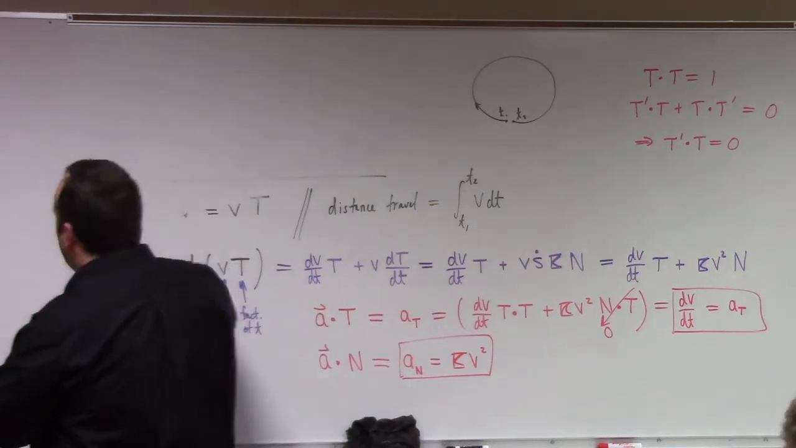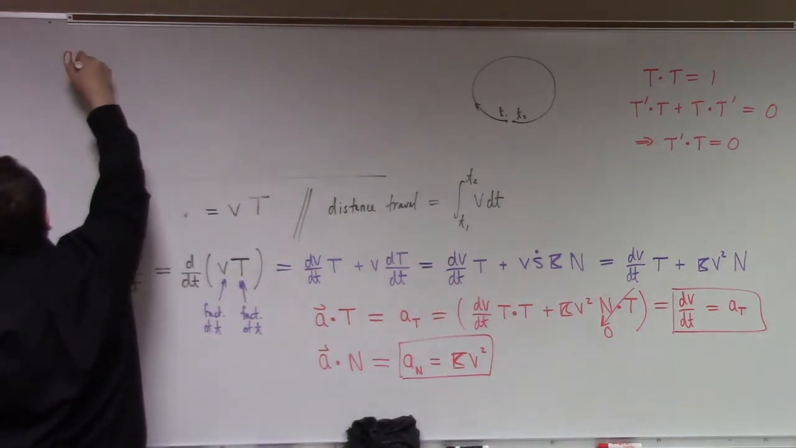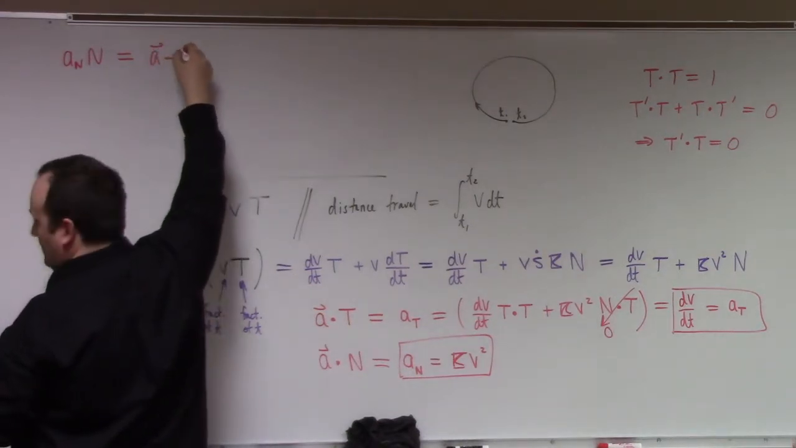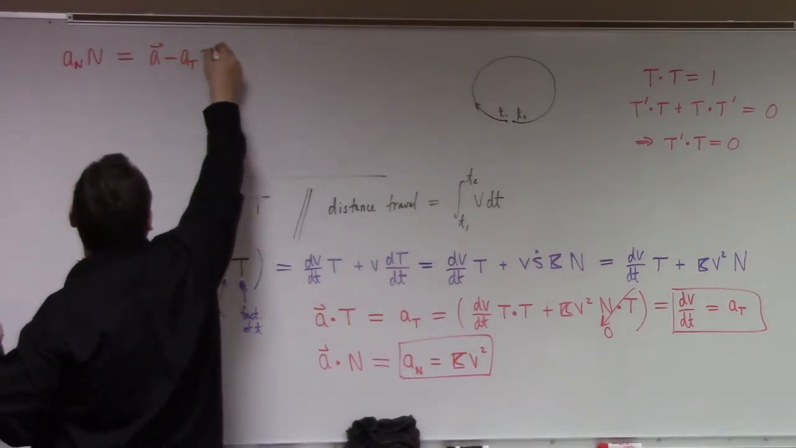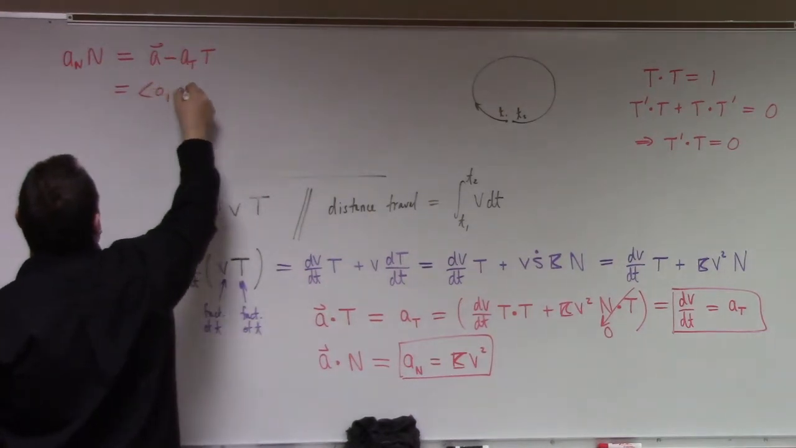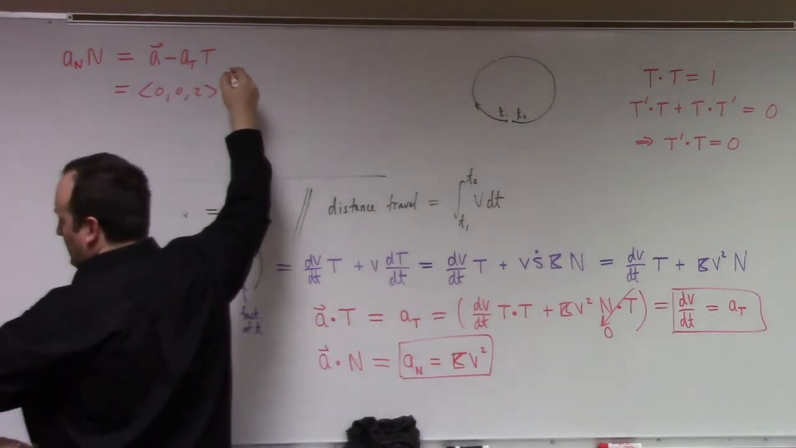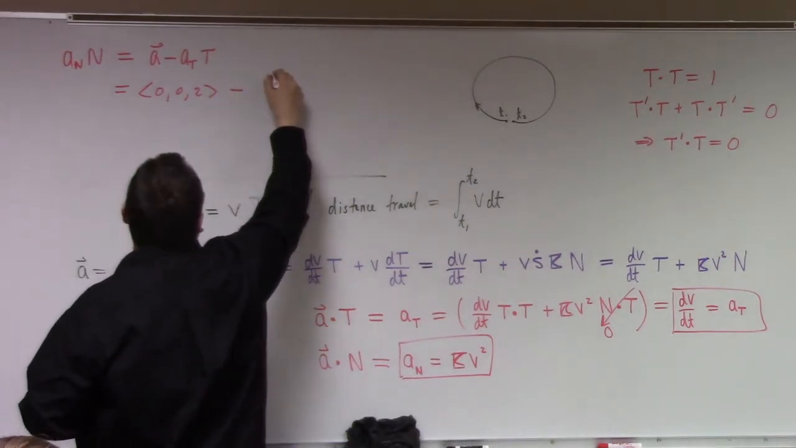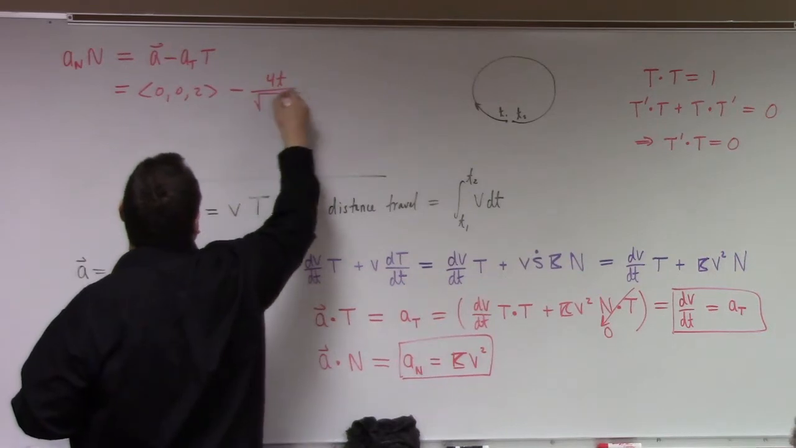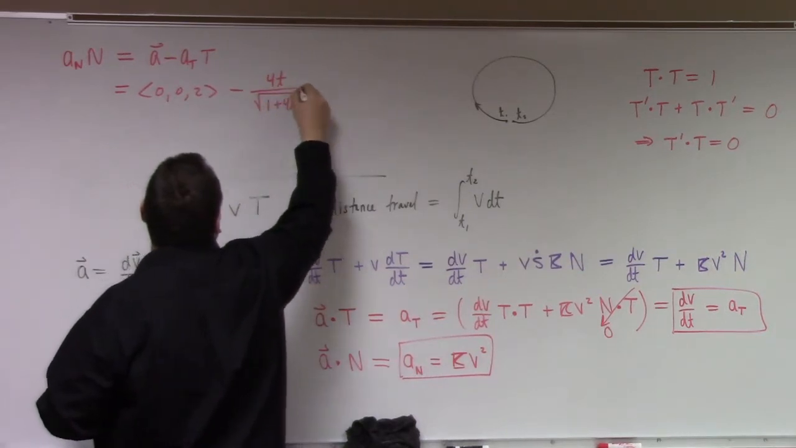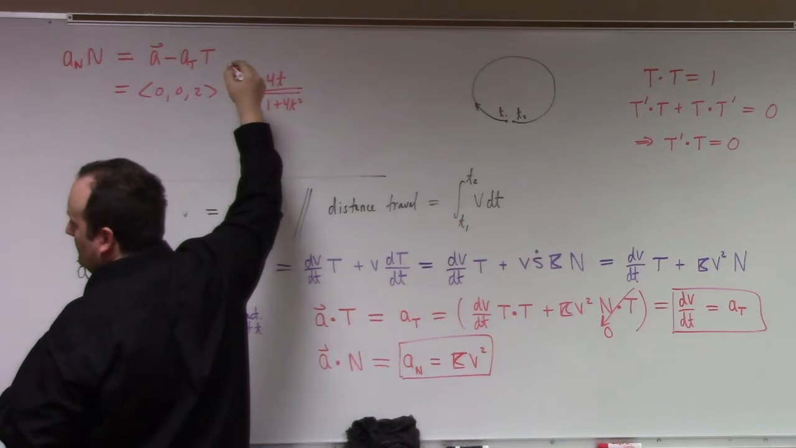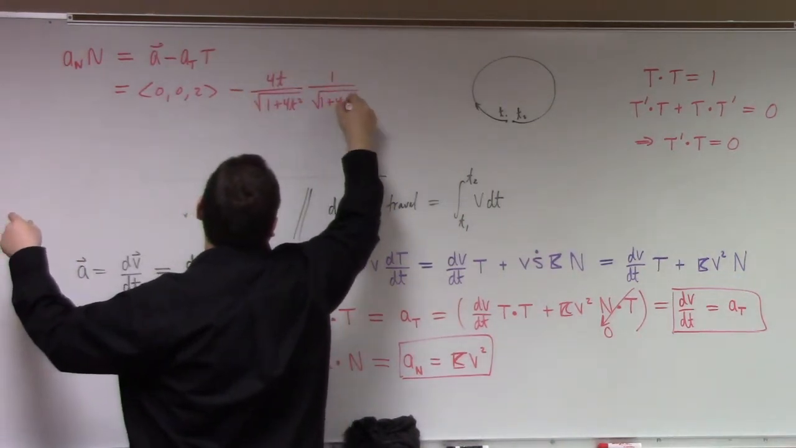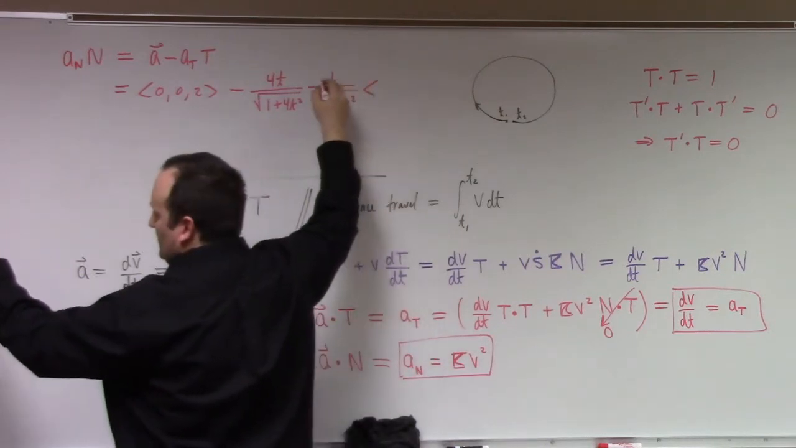Check this out. So we have a sub n is equal to what? It's equal to a minus a sub t, which is equal to 0, 0, 2. And our a sub t was what? It was the change in speed per time, which was 4t over the square root of 1 plus 4t squared. And what was my unit tangent, though? See, that's where I got to be careful. 1 over the square root of 1 plus 4t squared, right? Times 0, 1, 2t.